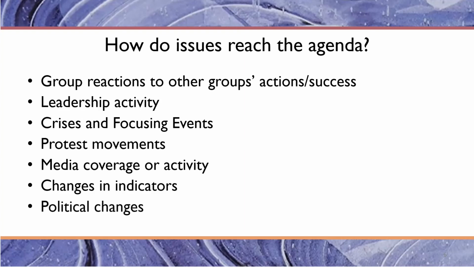And then political changes cause issues to reach the agenda. Political changes like the change in administration. Certain issues are going to be on the agenda in the Biden administration that wouldn't have been on the agenda in the Trump administration. And certain issues were on the Trump administration's agenda that were not in the Obama administration's agenda. So you can see how the change in political party control of institutions, changes in coalitions, and things like that have an influence on public policy making.